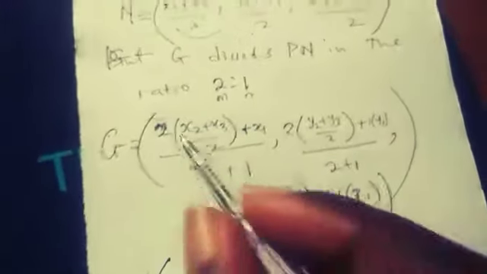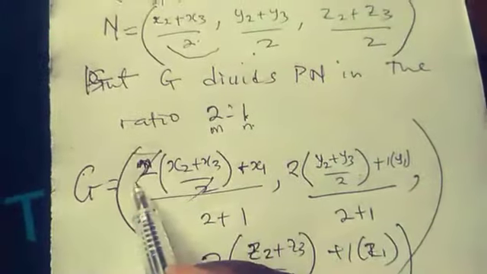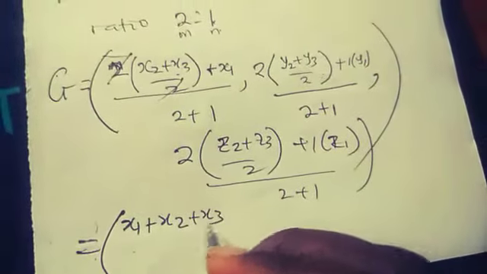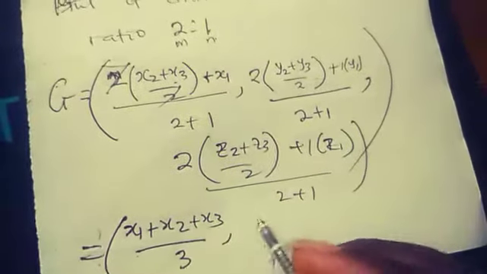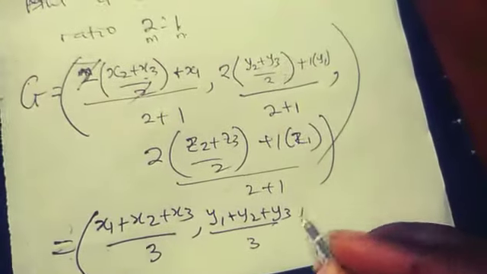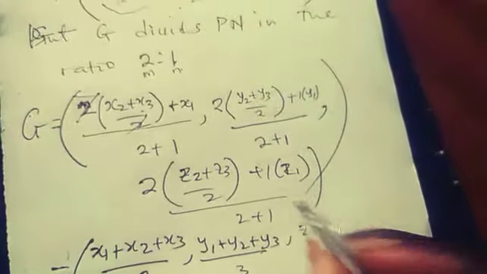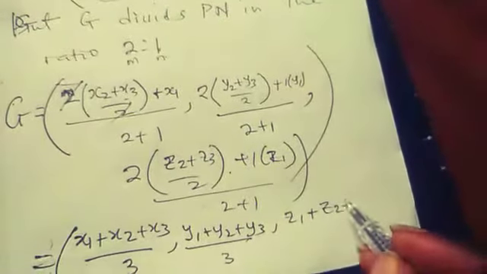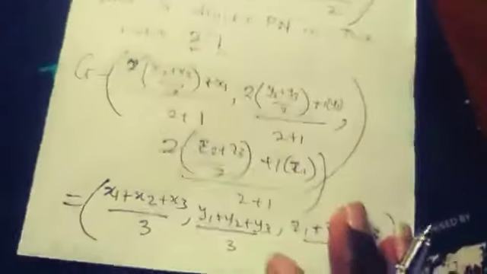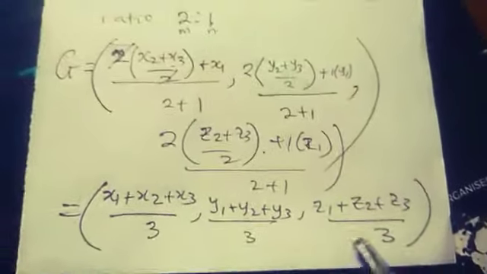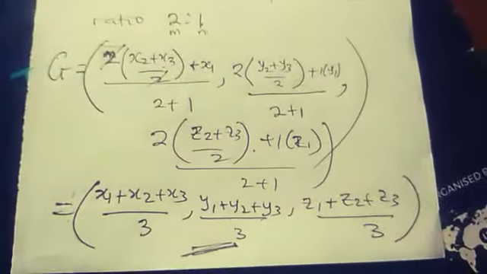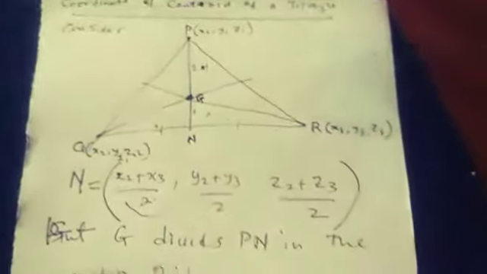So this will just give us, if you look, you see that this cancels this. What we have left is x1 plus x2 plus x3 over 2 plus 1, which is 3, comma, y1 plus y2 plus y3 over 3, comma, z1 plus z2 plus z3 over 3. So that is the proof of the coordinate of the centroid of a triangle. This is the coordinate of the centroid of a triangle. We can prove it in another dimension too.